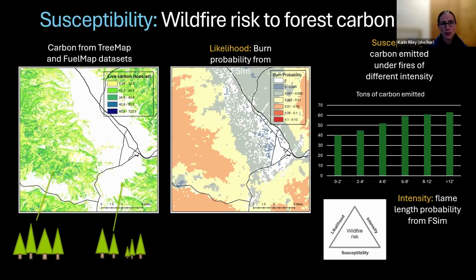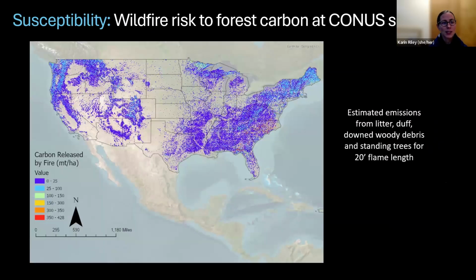Okay, so we're going to start to wrap this all together here. Again, taking carbon from TreeMap and FuelMap, taking that likelihood leg of the equation from FSim, also that intensity from FSim, and then that susceptibility part of the function coming from our simulations in FVS, looking at carbon emitted under fires of different intensity. So this is a map that Rachel made where we're basically mapping out the carbon released by fire across the continental US. And we've done that for each of these 6 flame lengths.